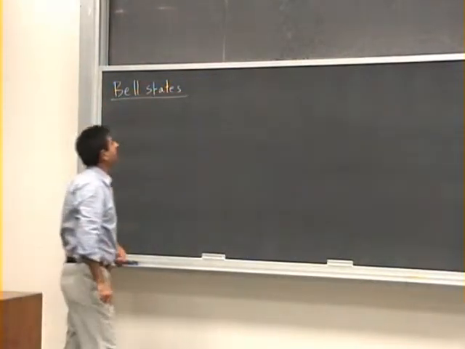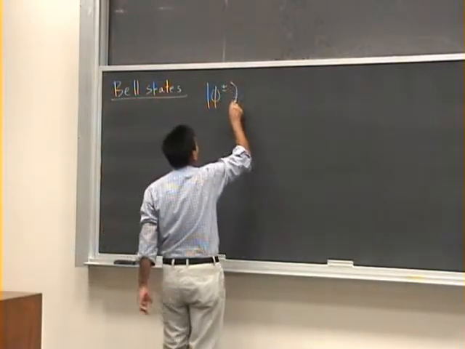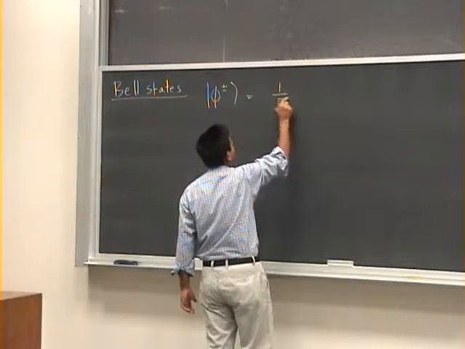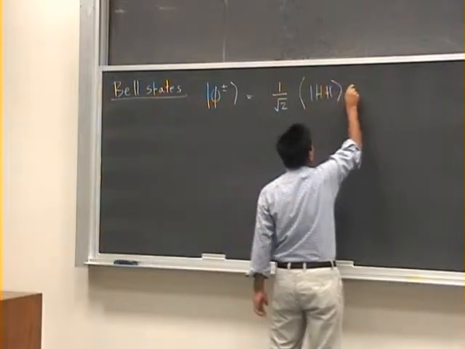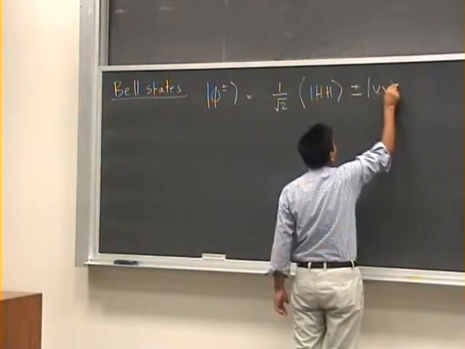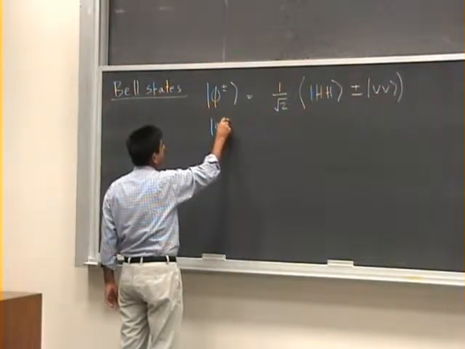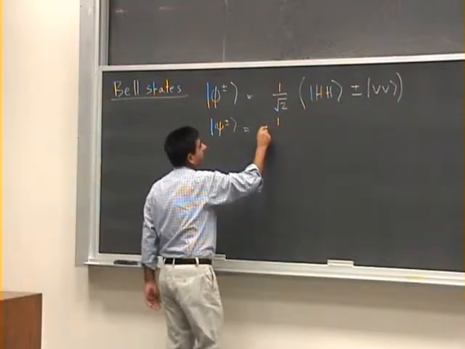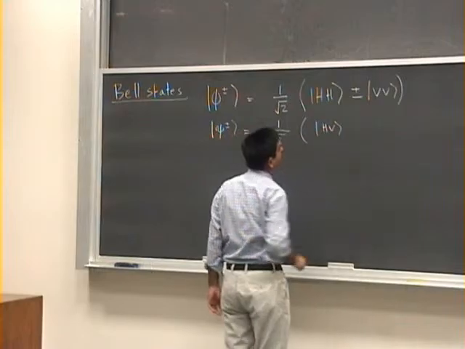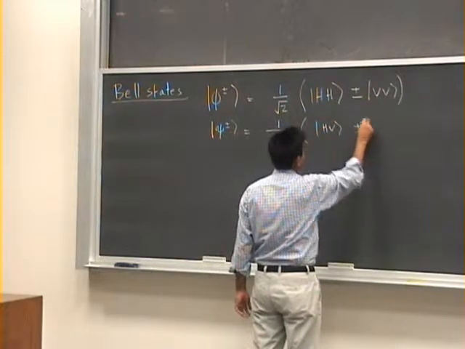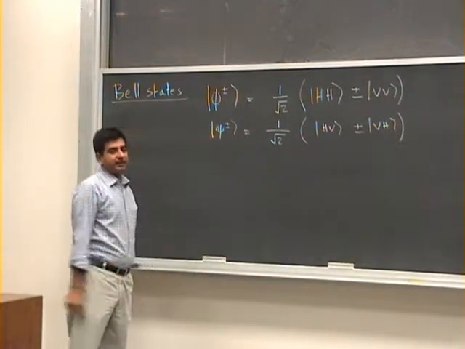Alright, we've already looked at the Bell states. The four Bell states are given as phi plus minus and psi plus minus. And if these Bell states are written in the horizontal vertical basis, we have this state. Likewise, we can make the other superpositions in which the orthogonal polarizations are coupled together in this fashion. So these four states generally qualify as the Bell states.